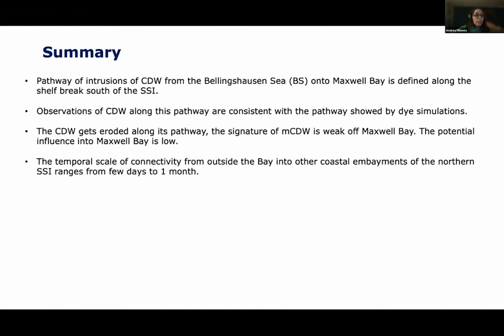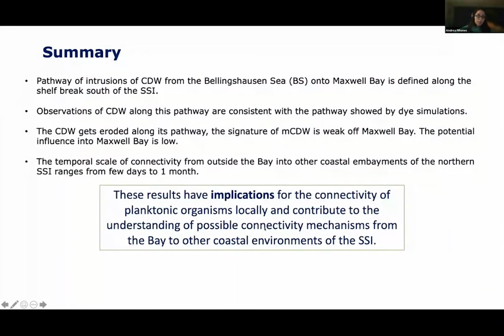And the temporal scale of connectivity from outside the bay into other coastal embayments of the North-South Shetland Islands ranges from days to the scale of one month. This has implications for the connectivity of planktonic organisms locally, and also can contribute to understanding of possible connectivity mechanisms from the bay to other coastal environments.